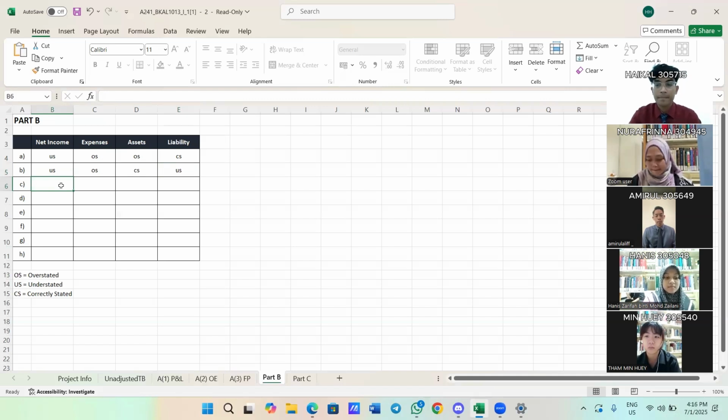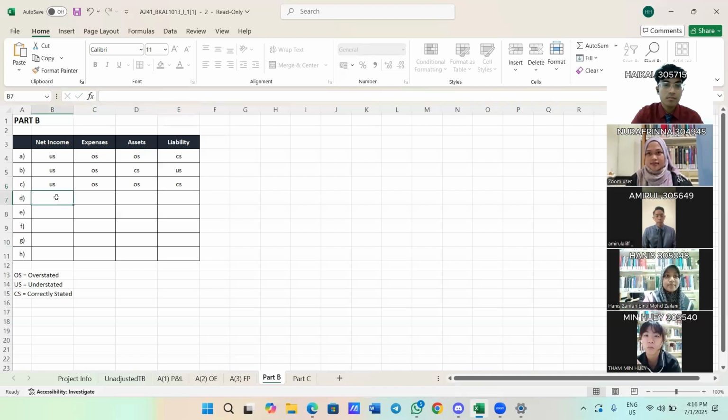Okay, there is an answer for the B. For C, the available balance of office supplies in hand was RM 300. Anybody would like to give the answer? I have an answer for C. For net income, it's understated. Expenses overstated. Assets overstated, and liability correctly stated. Okay, thank you, Hanis.